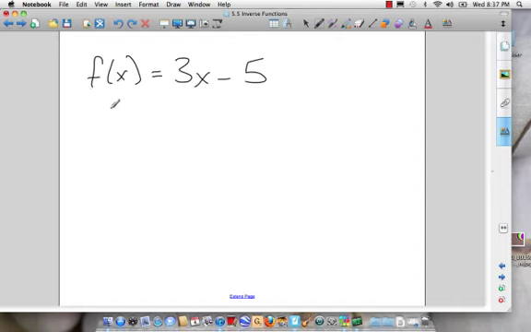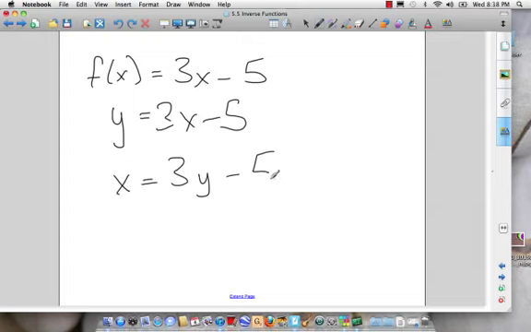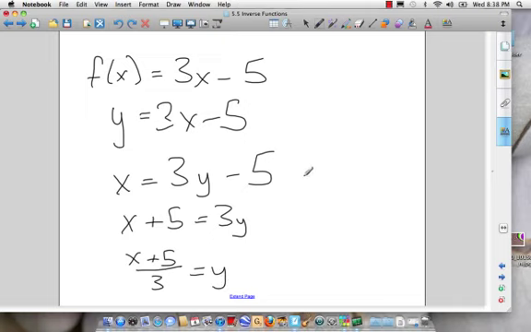Okay, so step 1, replace f of x with y. Step 2, exchange the y's and x's. And then solve for y. I'm going to add 5 to both sides. Then I'm going to divide both sides by 3. And I'm done. Now this one, the inverse is a function, so the best way to write my final answer would be like this. And we read that f inverse of x is x plus 5 over 3.